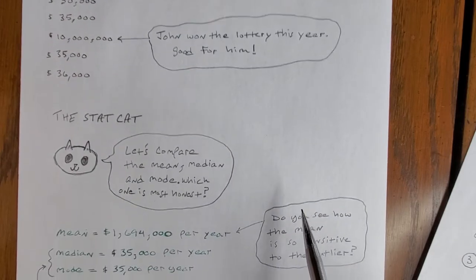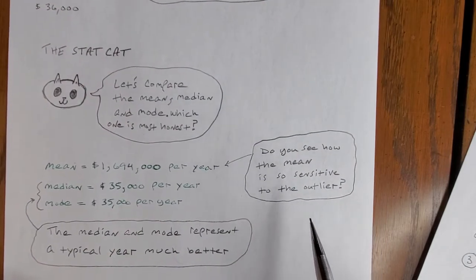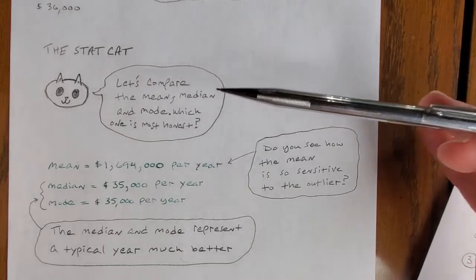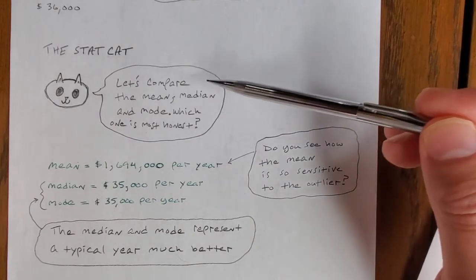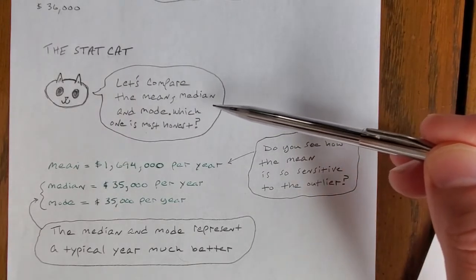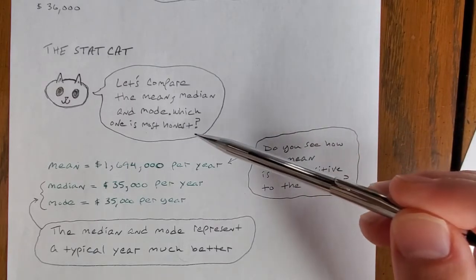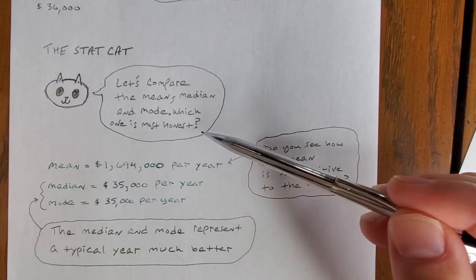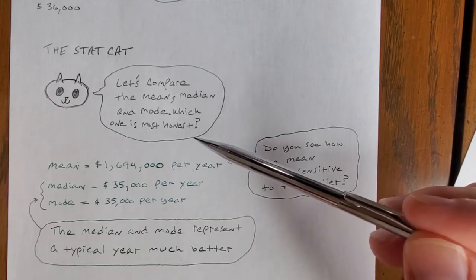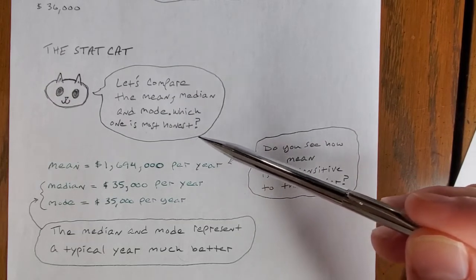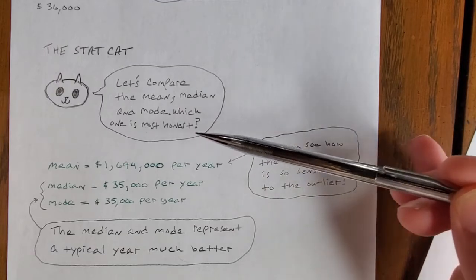Now let's see, what does the stat cat have to say about this? Let's compare the mean, median, and mode, and see which one's the most honest. Honest might seem like a strange word to use in a math class, but statistics can be misleading. Maybe you've seen this before.